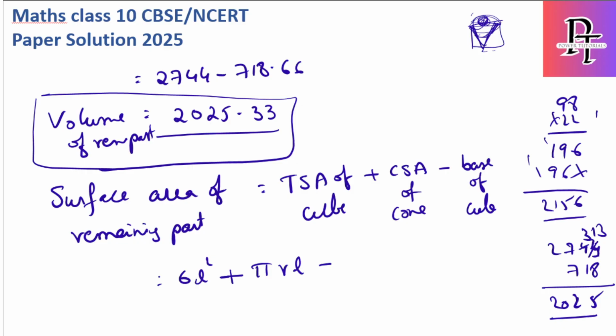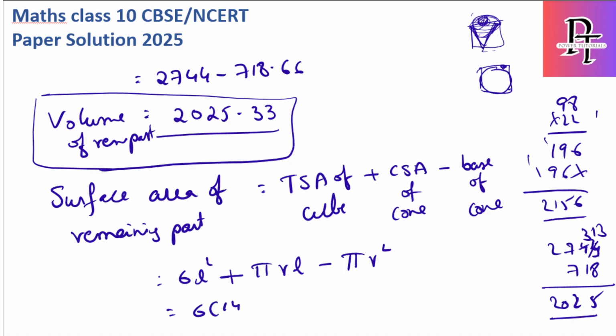it is not the base of the cube, it is the base of the cone. The complete circle will not be removed, only the base of the cone will be removed. The base of the cone is pi r square. If you subtract directly from the cube itself, this part also will be cut out. So I only want to subtract pi r square, that is the base area of the cone. So let's substitute the values.